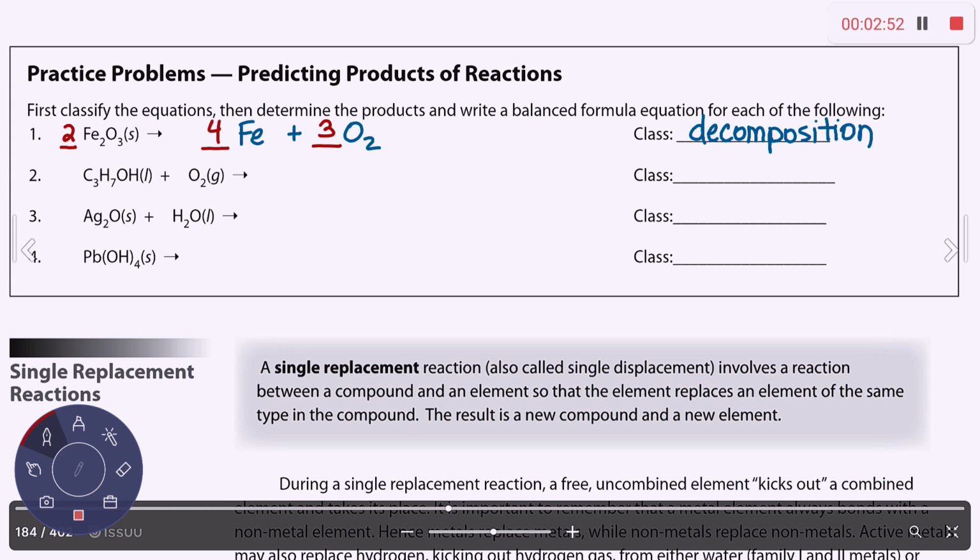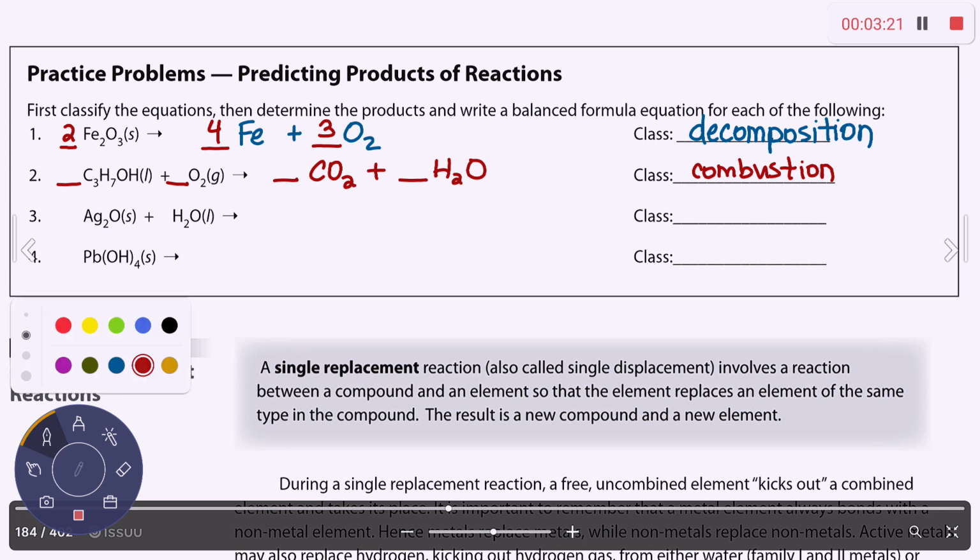What kind of reaction is number 2? Combustion. What are the 2 products of a combustion reaction? Carbon dioxide and water. This is not balanced. So let's see if I put a 3 there and a 4 there. That's 6, 10. That's not going to work.